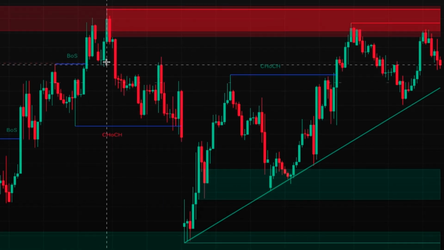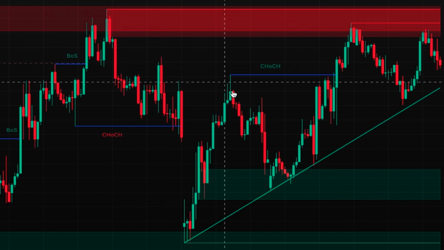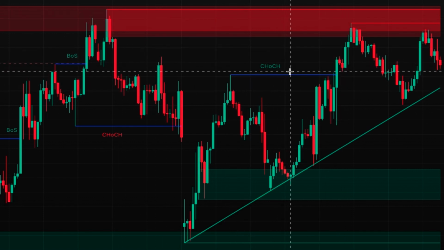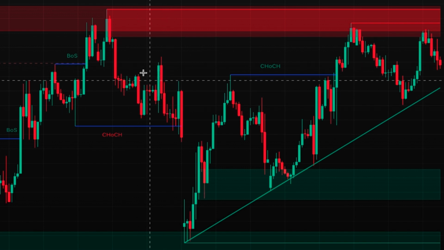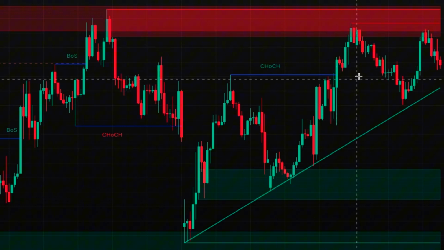And similarly, when the price is declining in a downtrend and it is making lower highs, when the last lower high is broken, this is change of character, and this shows that the prior trend is probably ended and the price may turn to an uptrend, or it may go to a trading range.